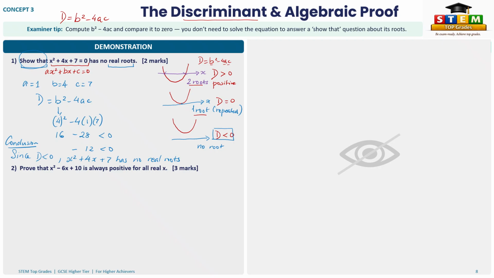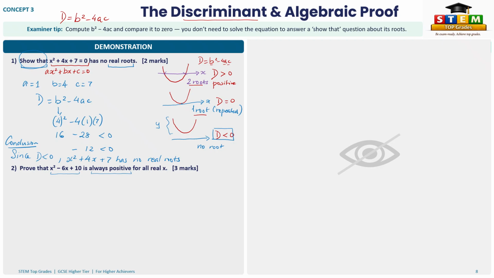Now prove that x squared minus 6x plus 10 is always positive. Now over here we can use the discriminant method. We've got to prove that the discriminant is less than 0. Why? Because the curve is always going to be above the x-axis, so therefore that is going to be positive, and therefore the discriminant will be negative.